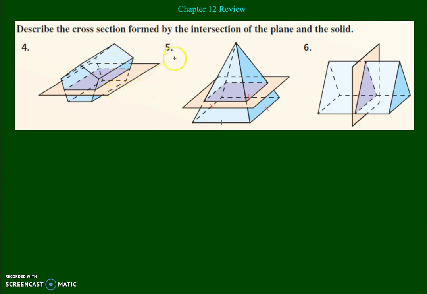Alright, problem 5. Here we have another plane that's parallel to the base going through this pyramid, and that plane is clearly going to form a cross-sectional shape of a square because the base is a square. And then in this one we have a plane parallel to the bases again. This is a triangular prism, so clearly that is a triangle. So hopefully this isn't too terribly challenging.